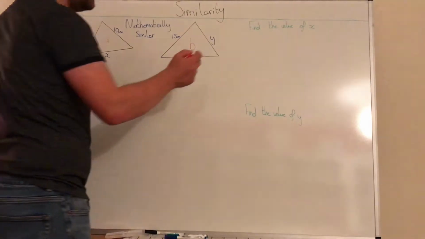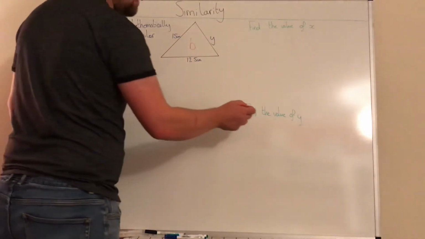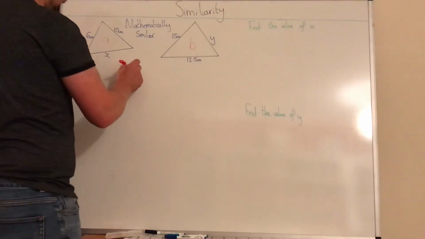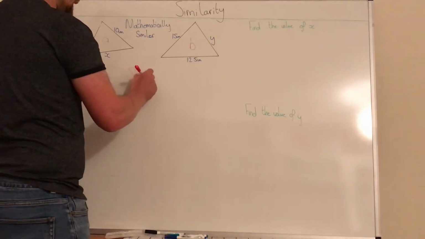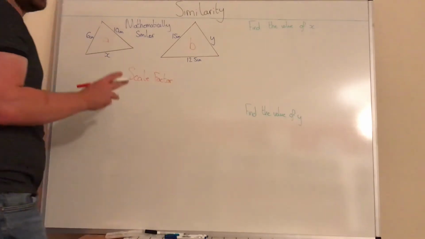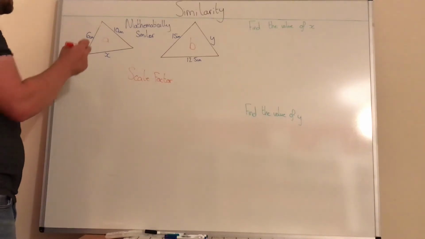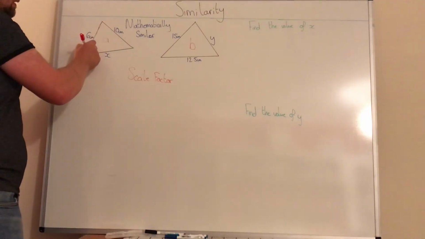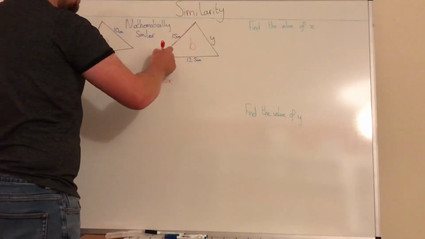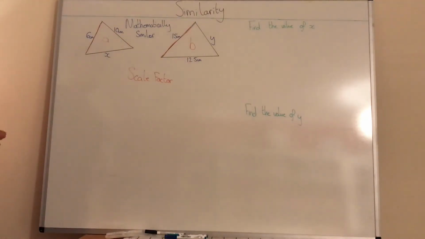What we need to do is find the value of x, which is here, and we need to find the value of y, which is there. So the first thing we need to do is find the scale factor. On these shapes there are two sides which both have a measurement and we can use them. The side we're looking at is this one here and this one here. They're the two sides that we're going to look at.